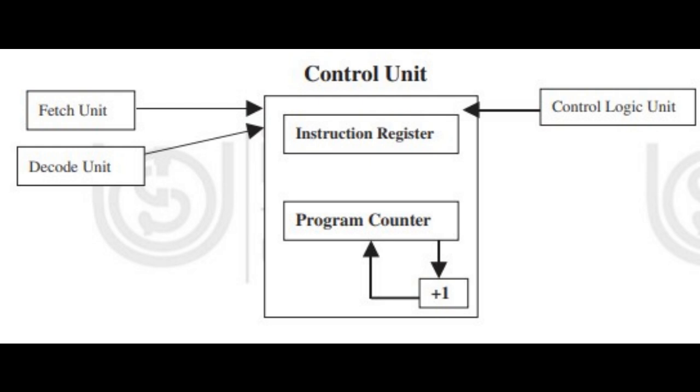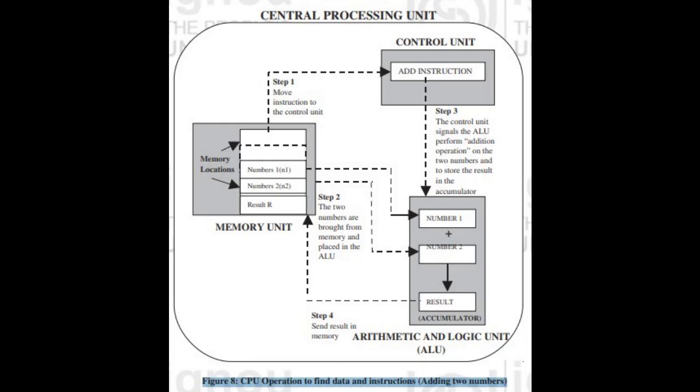To understand the operation of CU, ALU etc., let us execute the statement or command, R equals N1 plus N2. This statement adds two numbers N1 and N2 and places the result in a location X, refer to figure 8. Look at the screen. Figure 8, CPU operation to find data and instructions, adding two numbers.